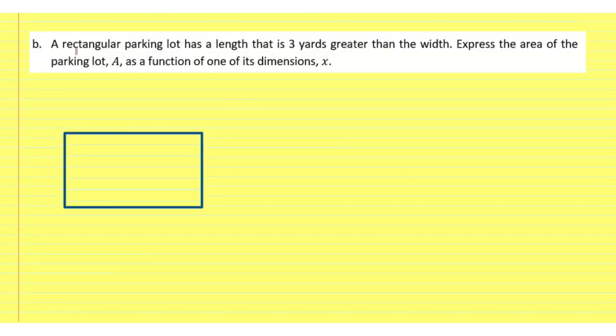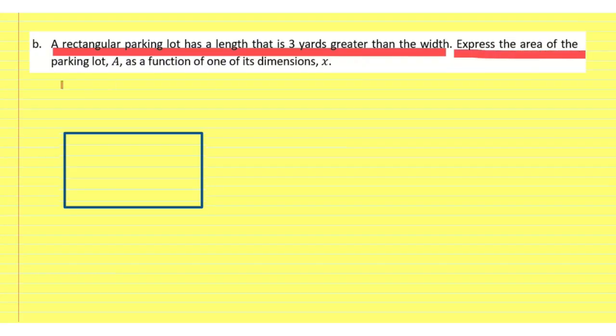Okay, our next problem says we have a rectangular parking lot with a length that is 3 yards greater than the width. And it says express the area of the parking lot A as a function of one of its dimensions x. Okay, so the bottom line is it wants us to express the area. It wants us to find the area of the parking lot, and it wants us to find that area as a function of one of its dimensions. So again, we will need to put everything in terms of one dimension.